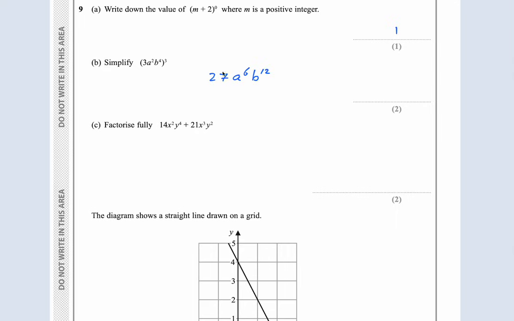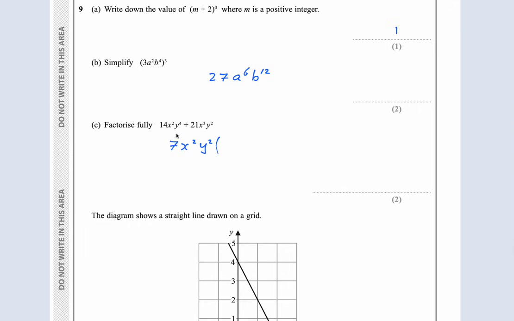So that's it. Next one, factorize fully. I need common factors. So the numbers first. What's common in 14 and 21? Well, it's 7. Which letters are common? So I have an x squared here and an x cubed here, which means I can take out an x squared, because this is x times x, this is x times x times x. So there's at least an x times x in both. And similarly, I can take out the y squared, because he has a y squared and he has y to the 4. So that's divisible by y squared.